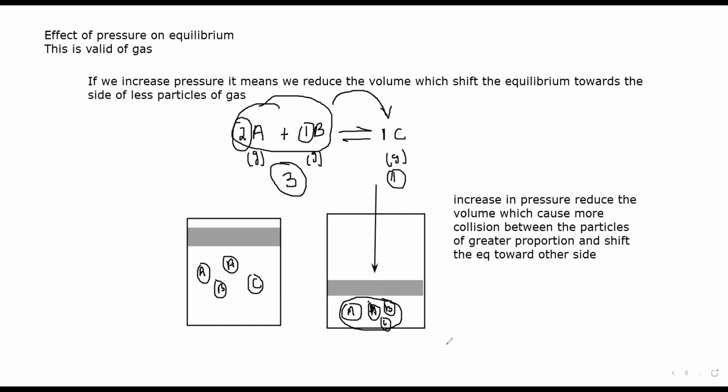And this is only valid for gases because gases are compressible. You can compress a gas, you can change its volume by pressure. That's why it is only valid for gaseous reactants or products. If you don't have a gaseous reactant or product, this will not change. For example, another reaction: N2 plus 3H2 gives 2NH3.